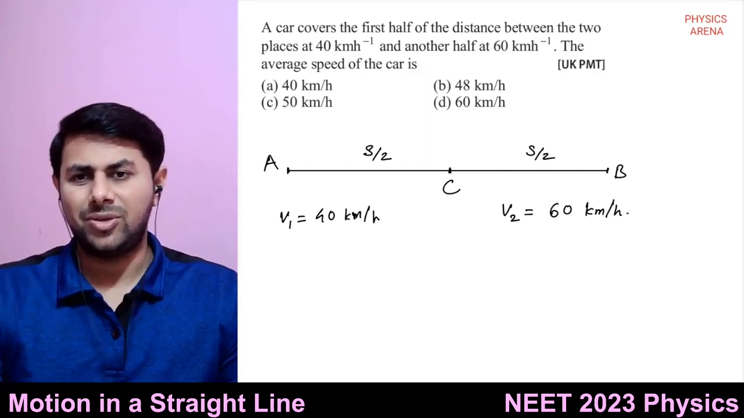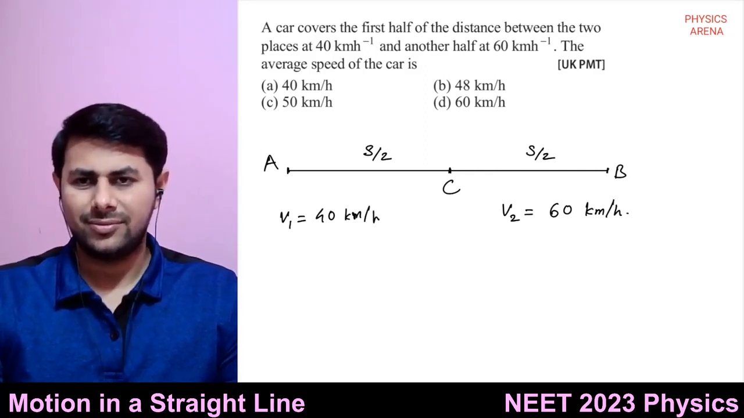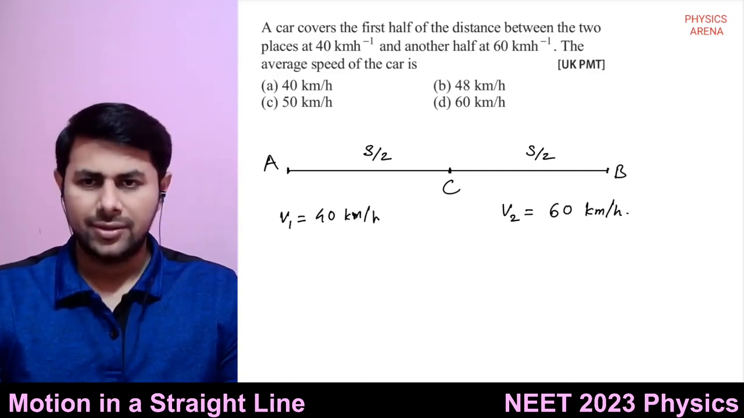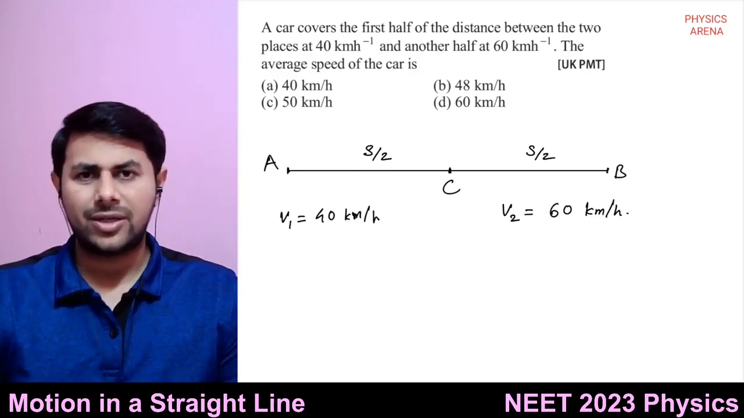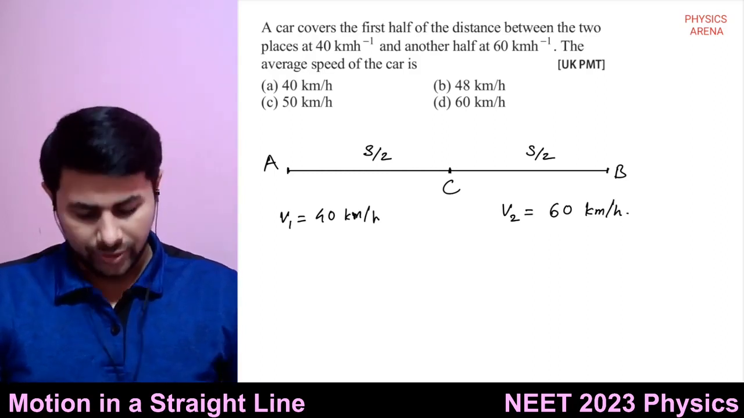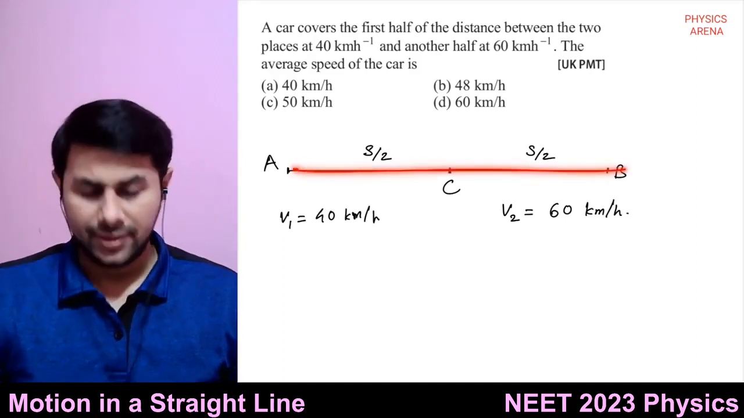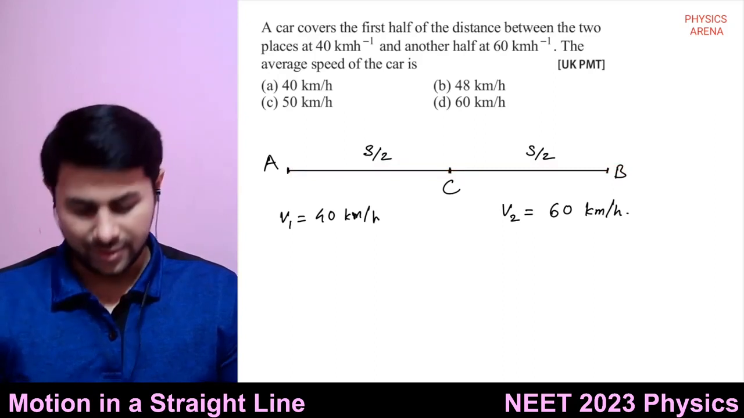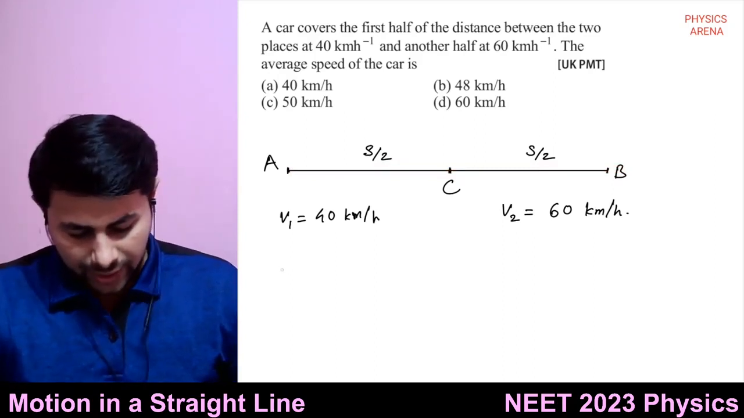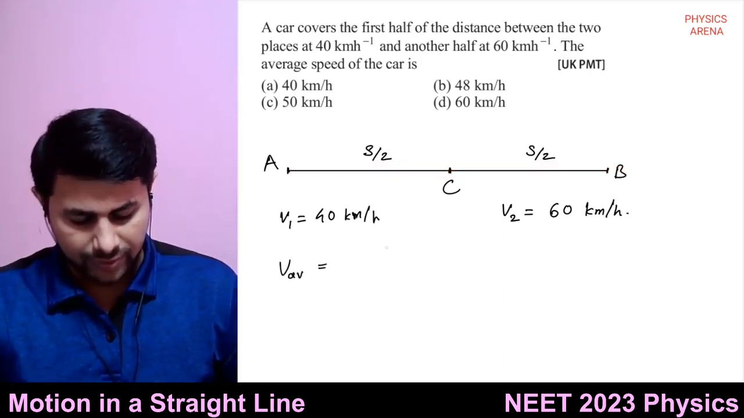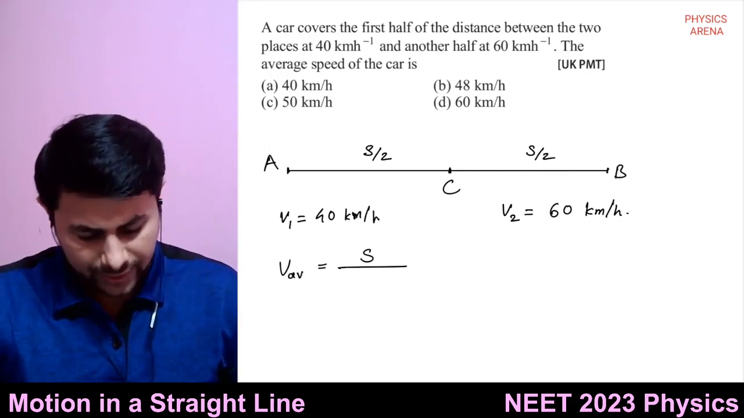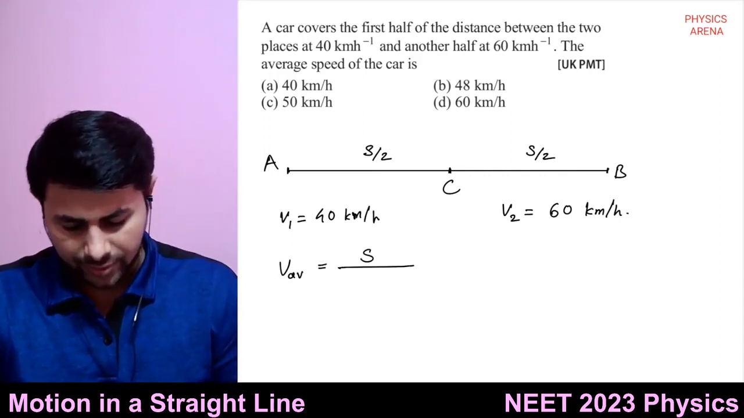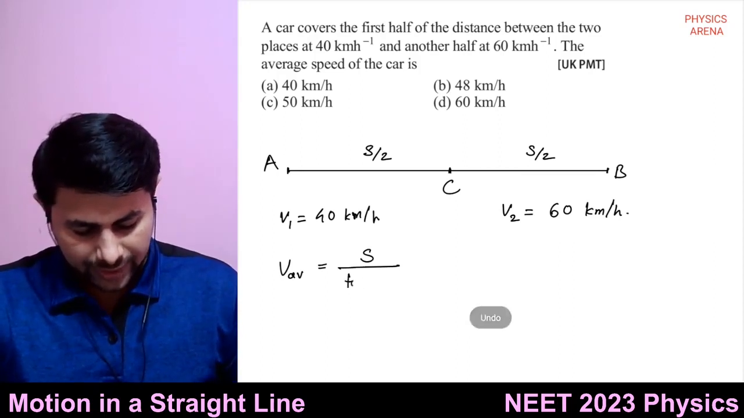Just tell me the definition of average speed. V is equal to distance divided by time, and average speed is equal to total distance divided by total time. So we know the total distance, it is S, but we don't know the total time. So we need to find the total time. So average speed is equal to total distance, which is S, divided by total time.